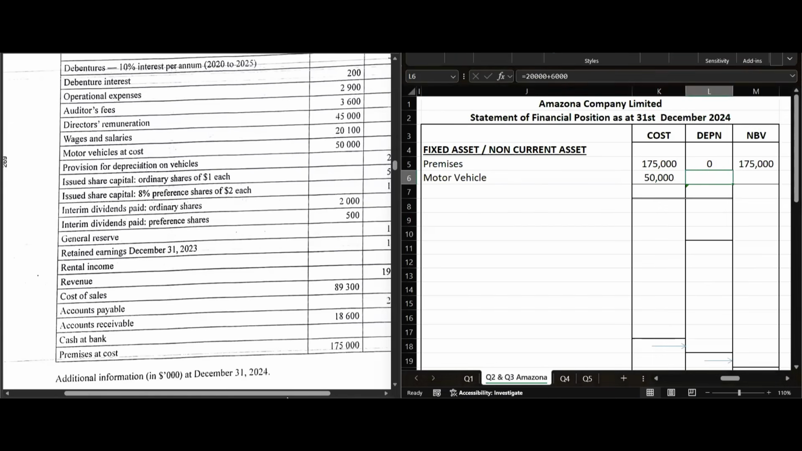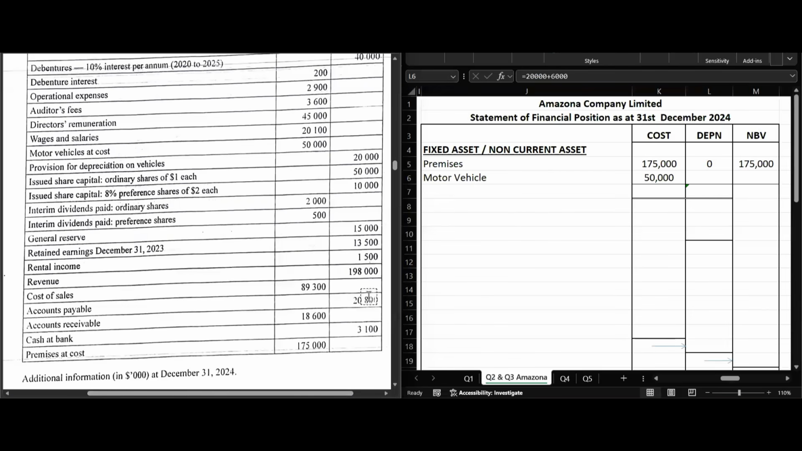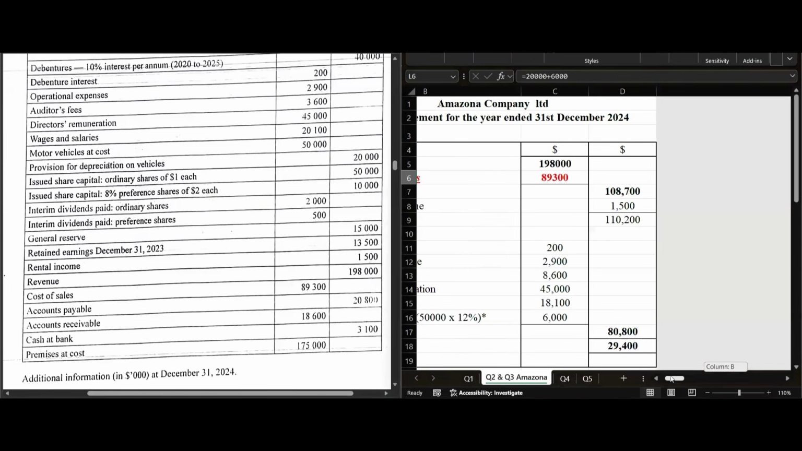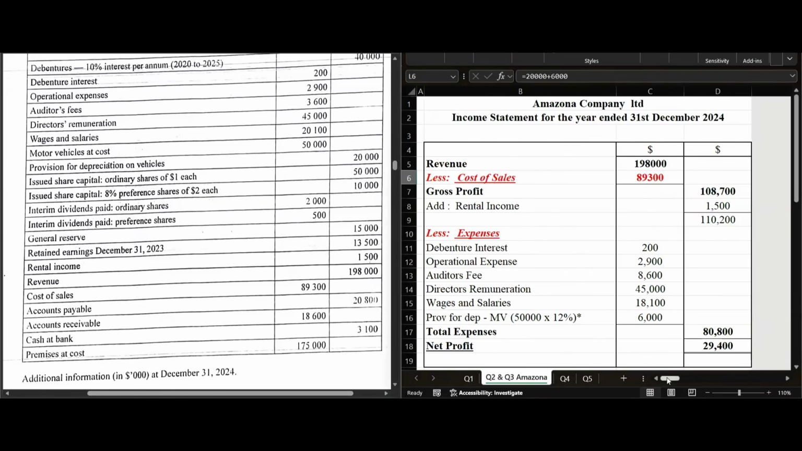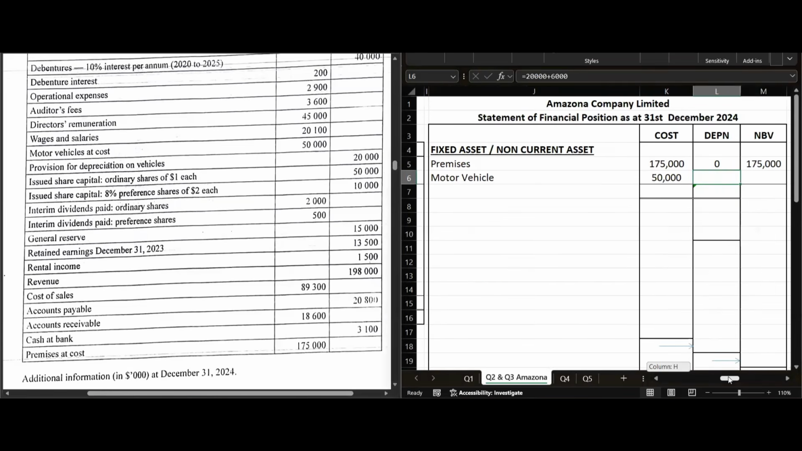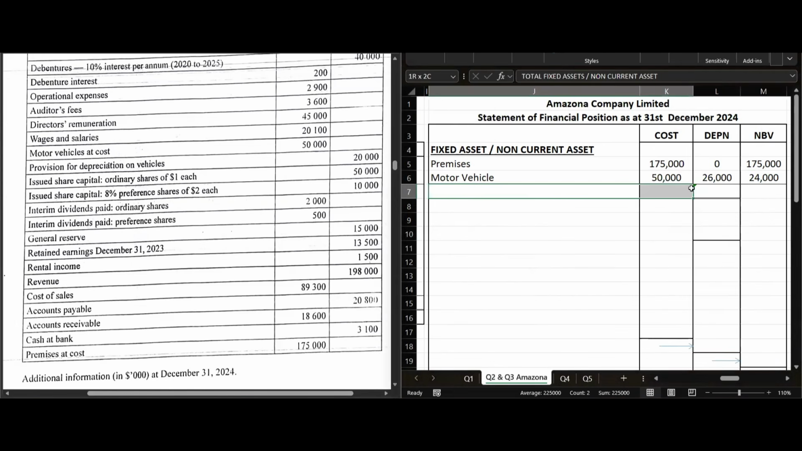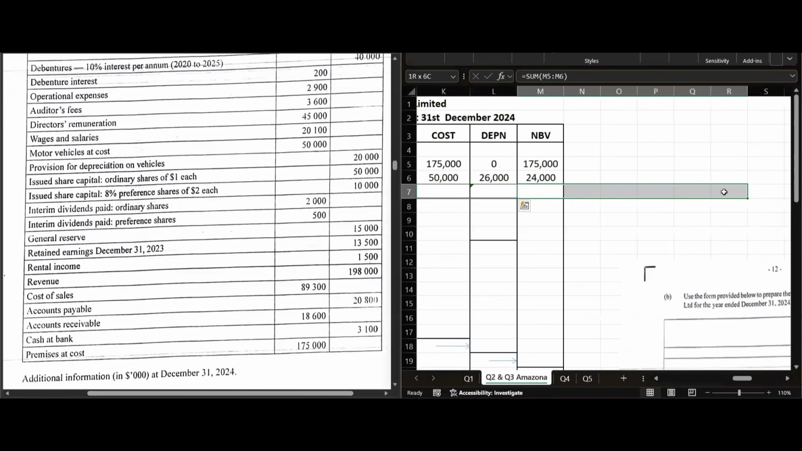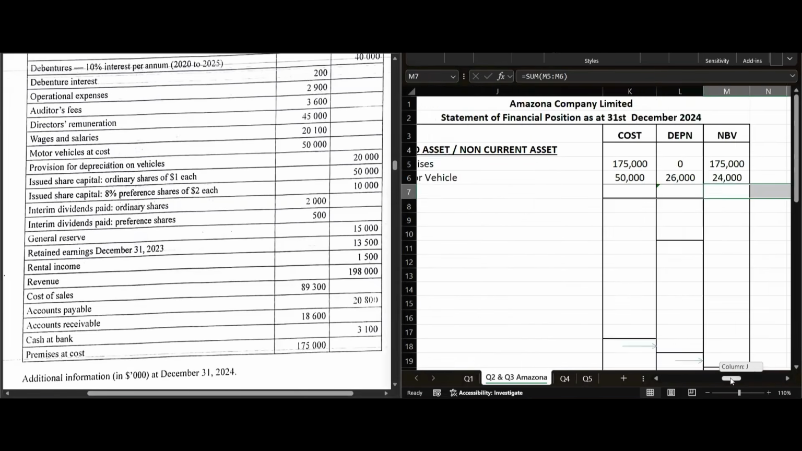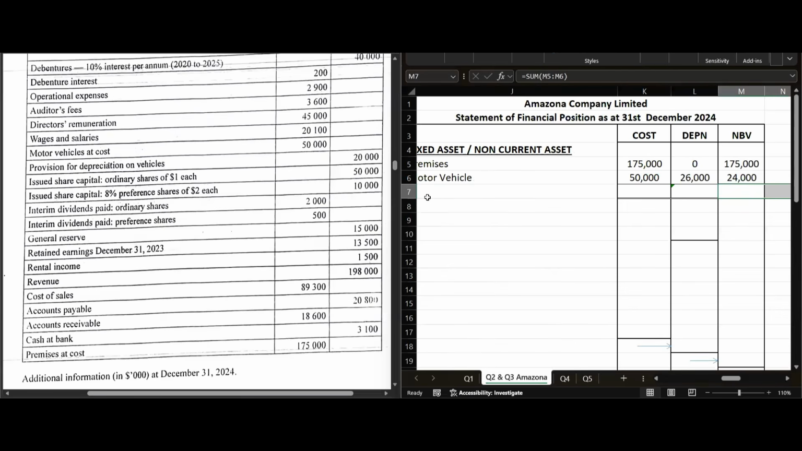Depreciation towards the motor vehicle. Remember, there was an existing depreciation of 20,000, plus we would have worked out our depreciation from the income statement before as 6,000. So we need to put them together to get total depreciation, a value of 26,000. Cost subtract depreciation to give us net book value. Use your calculator, you're going to get 24,000 here. Now finally, we're just going to add up these total costs and depreciation and your running column with your net book value to show it up in our statement of financial position. So there we go, guys.